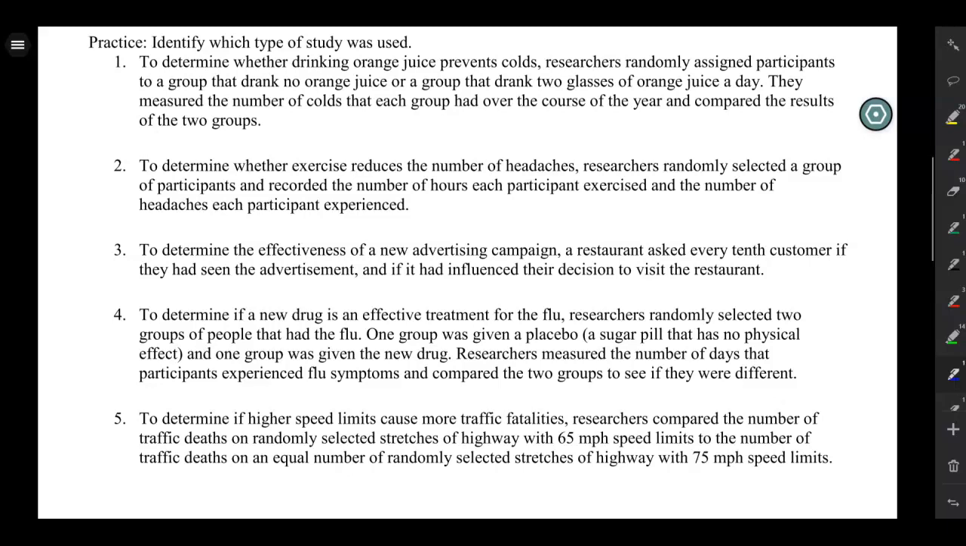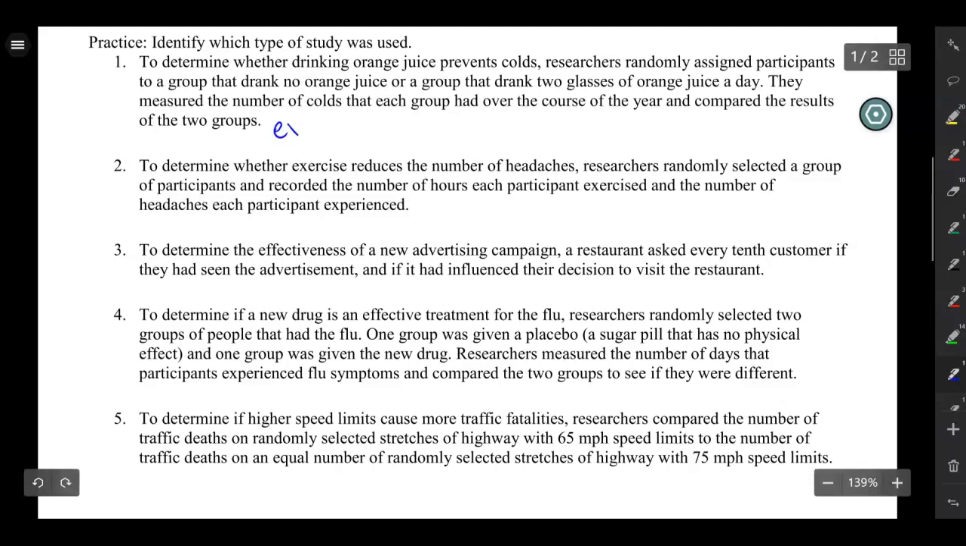So in the first example, we are trying to determine whether drinking orange juice prevents colds. So researchers randomly assigned participants to a group that drank no orange juice or a group that drank 2 glasses of orange juice a day. Then they measured the number of colds that each group had over the course of the year and compared the results of the two groups.